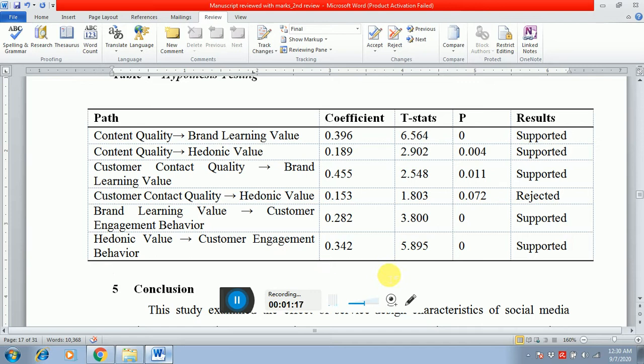So in chapter number 5, you have to cover 3 sections. The first is conclusion, the second is implications, and the third is limitations of the study, or you can say that future area of the research.